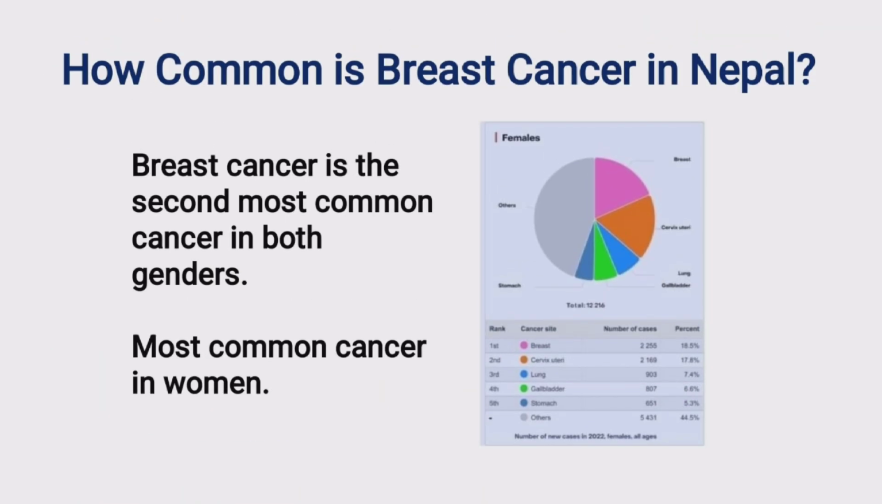According to Globocan 2022, breast cancer has surpassed cervical cancer as the most common cancer among women in Nepal. As a whole, breast cancer is the second most common cancer in both genders.